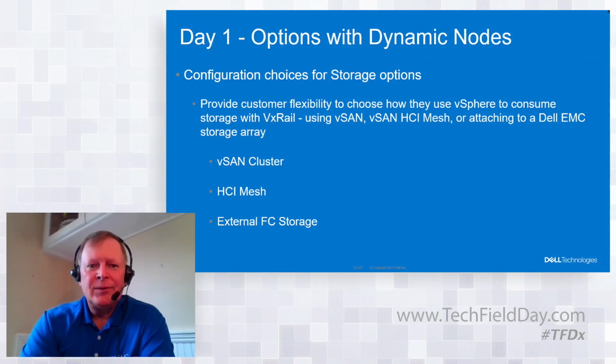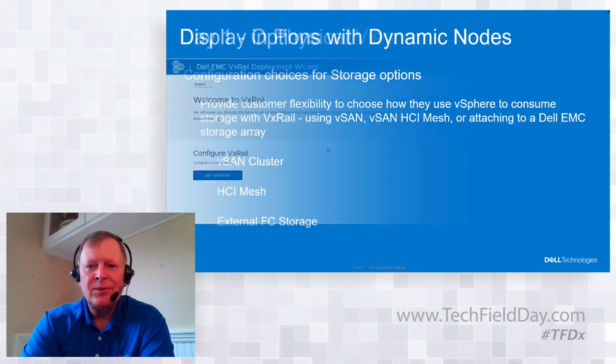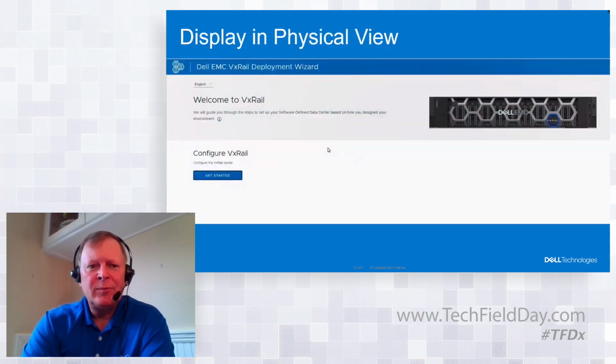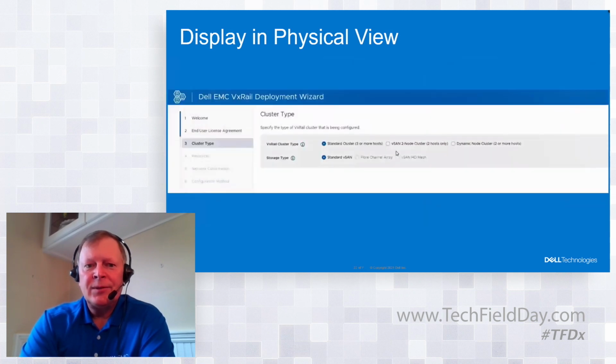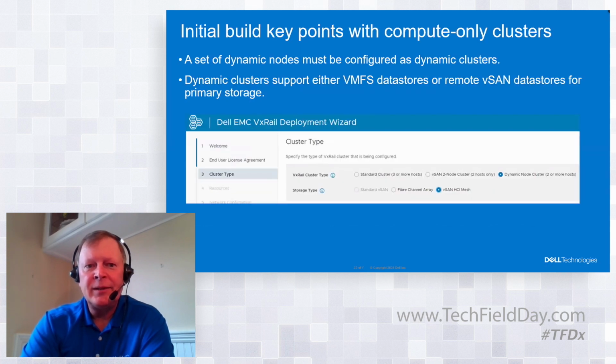All right. I'm just going to show you some of the day one operations, how you configure dynamic nodes and dynamic node clusters. As I mentioned, your traditional vSAN cluster, or your HCI mesh, or external Fibre Channel storage. So you saw some of the deployment wizard screens in the earlier presentation. So here's where you begin. You can choose your standard vSphere cluster. Now the option we're providing is you can choose dynamic clusters. The set of nodes must all be dynamic nodes, meaning you can't mix and match traditional vSAN and dynamic nodes in the same cluster.